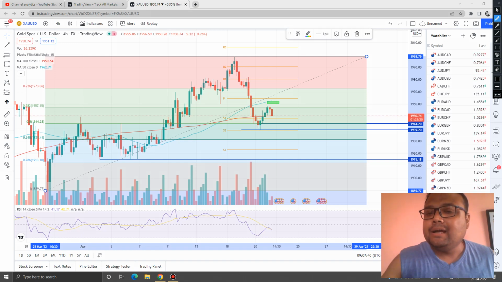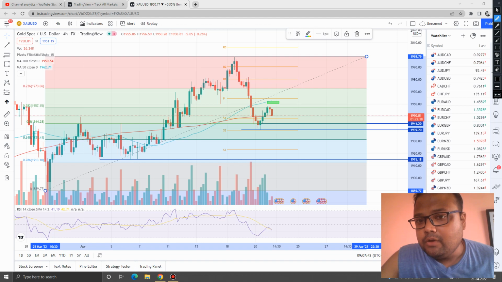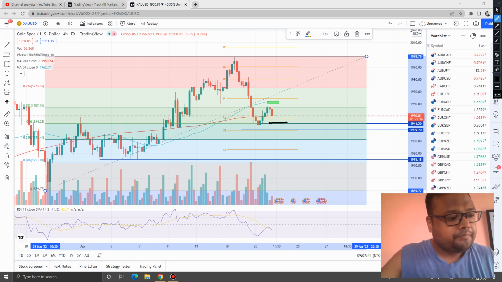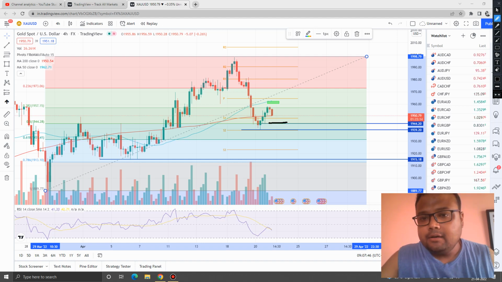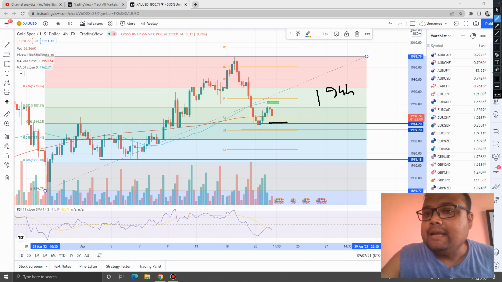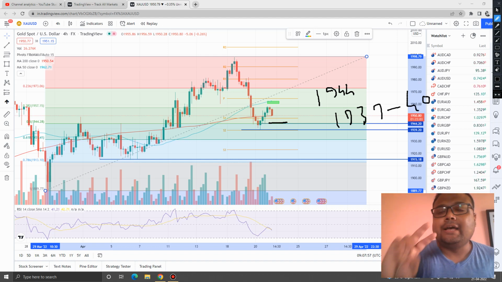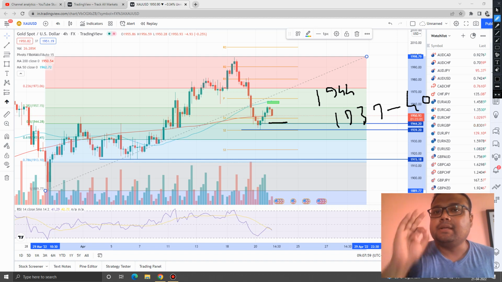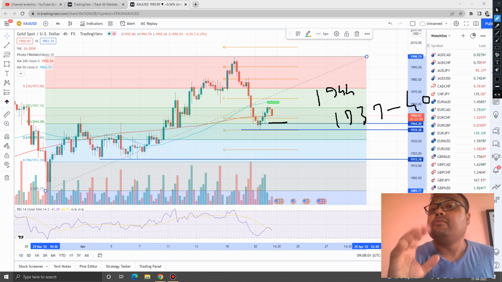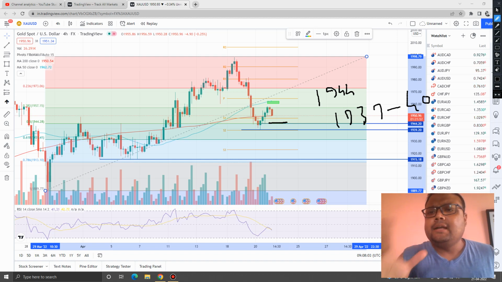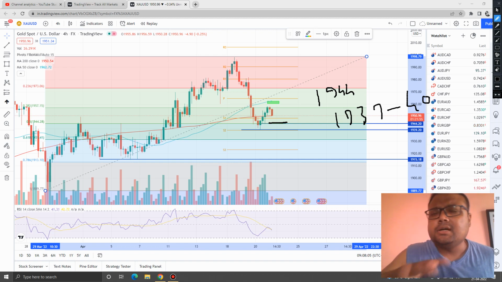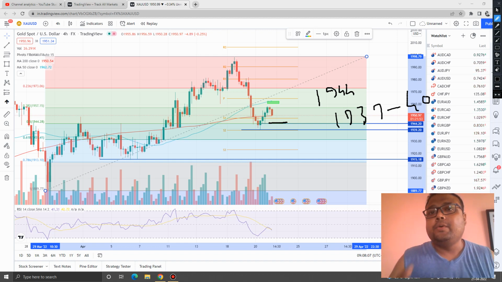The market will try to take first support around 1944. If the market breaks this level, then 1939 to 1940 will be the next support for the market. So as of now we have two supports, but keep in mind both the supports are not very strong right now. 1939 to 1940 is more or less a good support, but 1944 we are still not sure. So be careful.